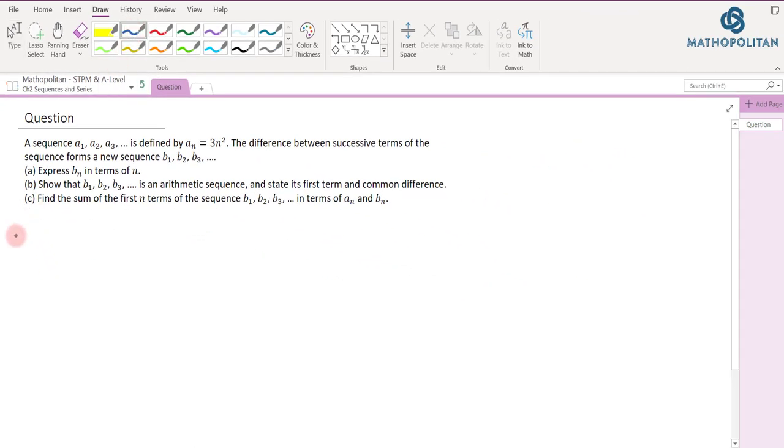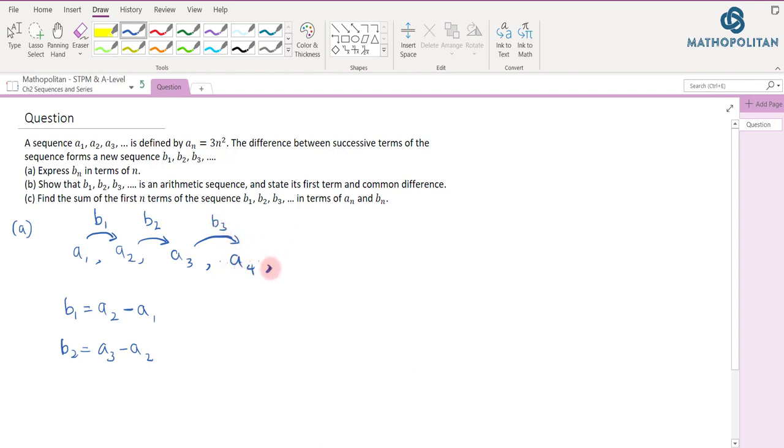So let's look at part A here. How do we express B sub n in terms of n? When we write down this sequence, we have A sub 1, A sub 2, A sub 3, and so on and so forth. They're saying that the difference between each successive term forms a new sequence. So B1 would be A sub 2 minus A sub 1. And between A sub 2 and A sub 3, that will be B2. So B sub 2 would be A sub 3 minus A sub 2. And of course, B sub 3 would lead to A sub 4, and so on and so forth.